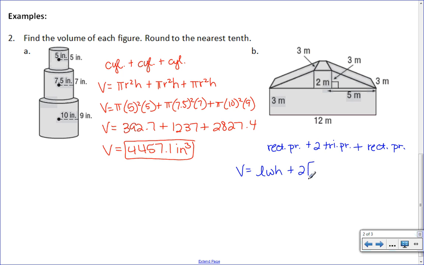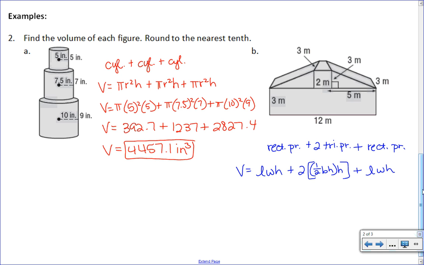And then we have 2 of the triangular prisms. And again, volume is area of the base times the height. And for a triangle, the area of the base is 1/2 base times height. So here's the area of the base times the height. And then another rectangular prism, same formula, length times width times height.